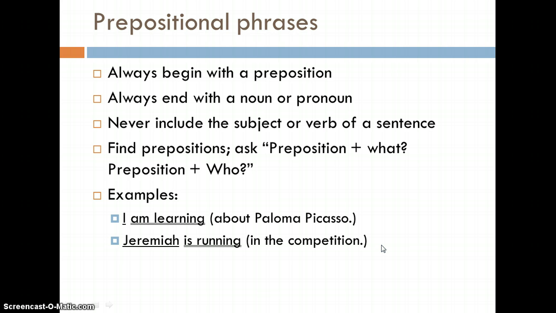In the next example, Jeremiah is running in the competition. There we see in is a preposition, so we can ask in what? In the competition. That helps us identify the end of the prepositional phrase. And notice our subjects and verbs are completely outside of those prepositional phrases.